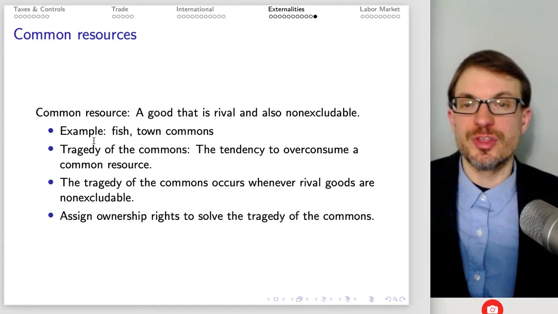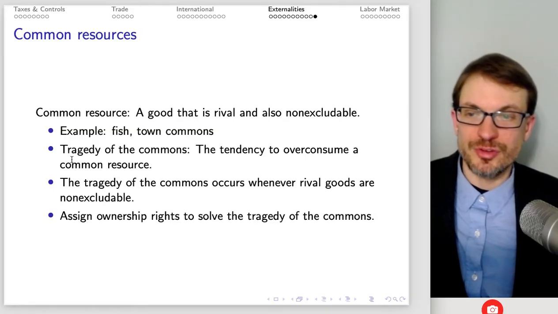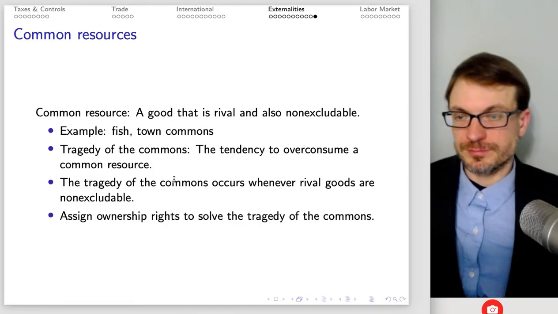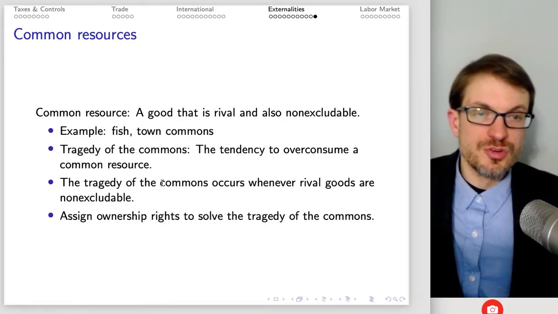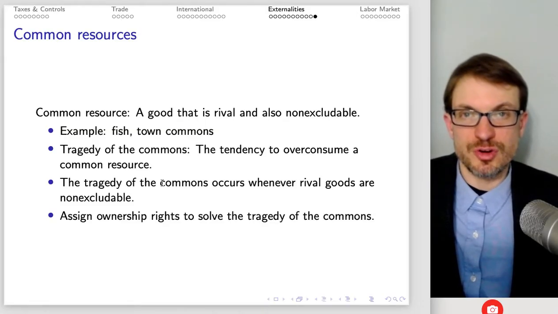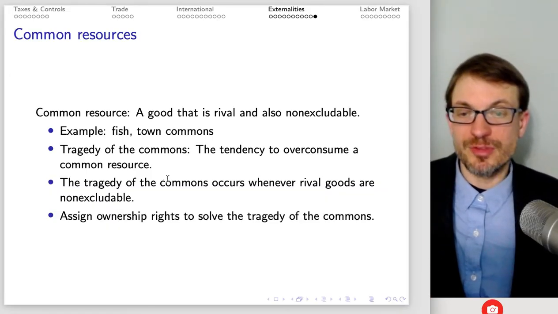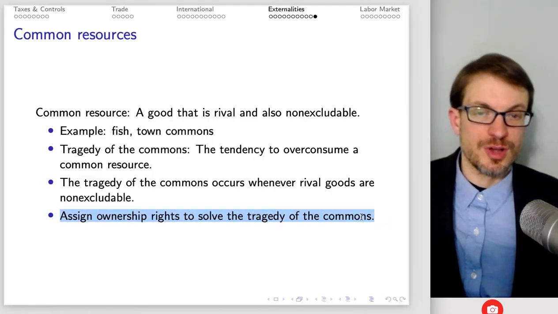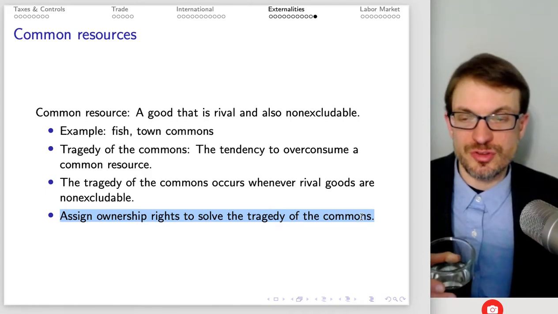A common resource is a good that's rival and non-excludable. So this would be like a fishery or the town commons or something like that. And so the problem is the tragedy of the commons. This is overconsumption. This happens whenever rival goods are non-excludable. And the issue is a social dilemma where private incentives are towards overconsumption and social incentives are towards conservation. This is a problem. How do you solve it? Well, you can assign ownership rights to solve the tragedy of the commons so that society and individual interests are aligned.